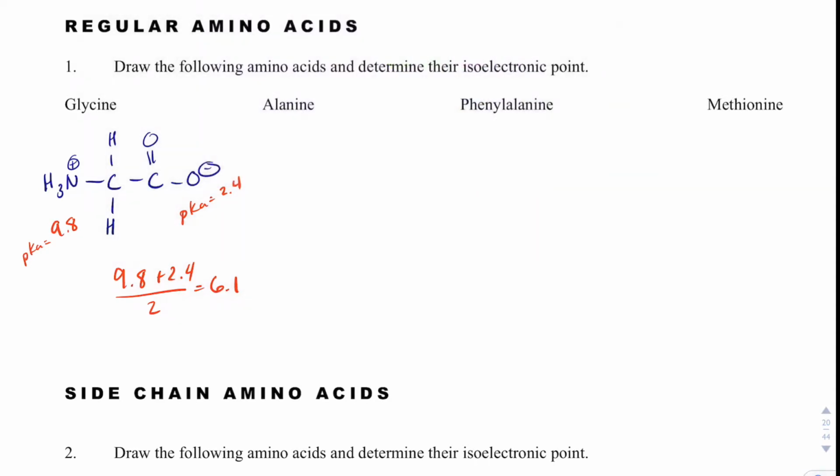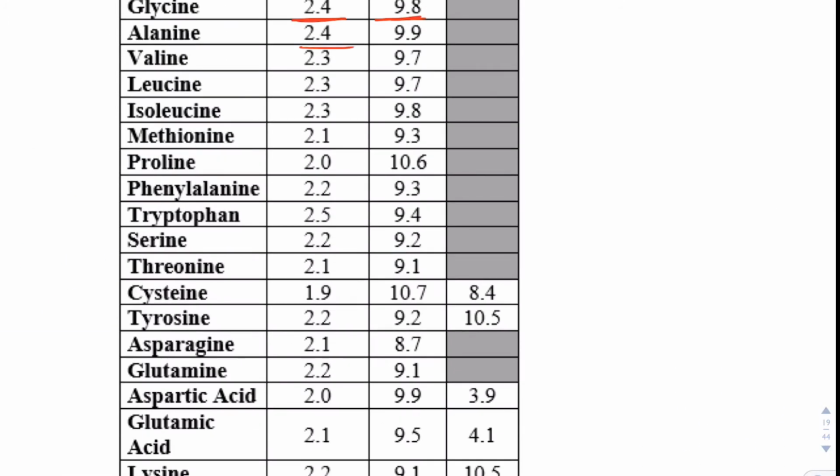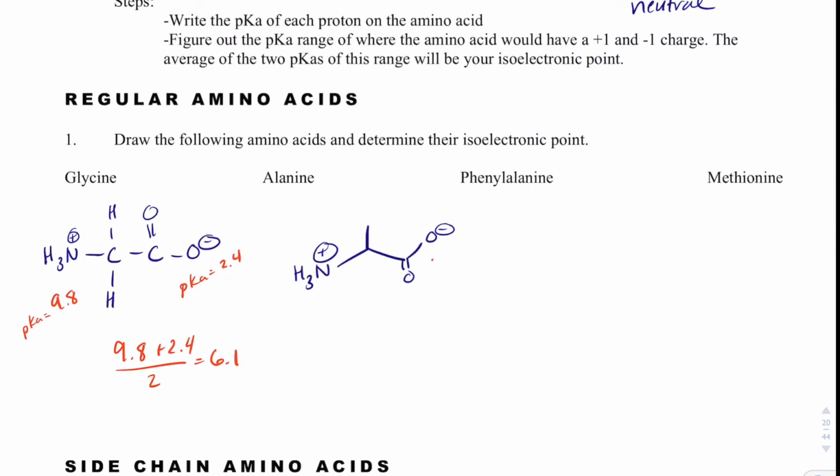Alanine, very similar, and I'm probably going to draw amino acids like this going forward. The R group here, I'm not going to draw the H because the H is always there, but the R group is just a methyl group. Okay, so this is alanine. I got to figure out the pKa's of alanine, 2.4 and 9.9. And so I take 9.9 plus 2.4 divided by 2. I get 6.15. Okay, so try out phenylalanine, try out methionine, and I'll put the answers here.